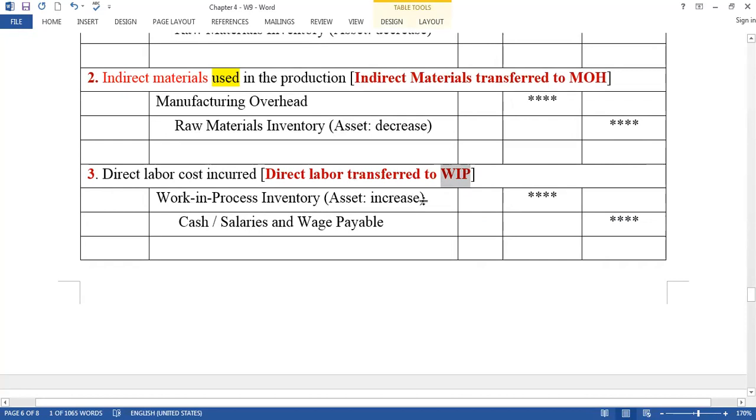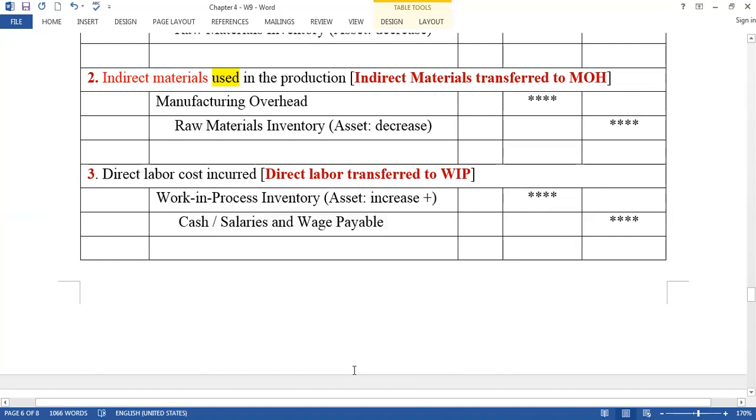So this is WIP increase. Increase means plus. WIP increase. And work in process is an asset increase, debit. Now, direct labor means salaries, right? If you pay cash for the salary, your cash decreases. If you do not pay cash for the salary, then salaries payable, credit. Do you understand?